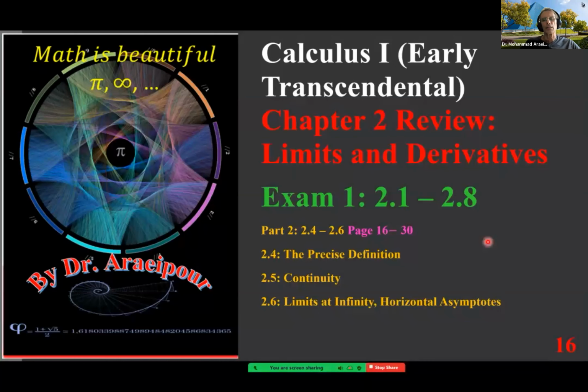Good afternoon, class. We are looking at Chapter 2 review, limits and derivatives, covering 2.1 to 2.8. Here's part 2. We're going to cover Chapter 2, sections 2.4 through 2.6: 2.4, the precise definition, 2.5, continuity, and 2.6, limits at infinity, horizontal asymptotes.